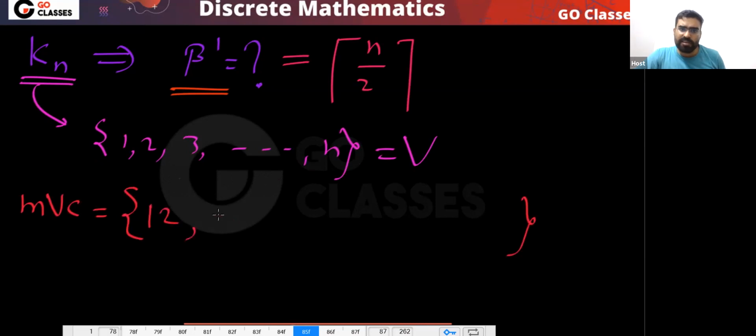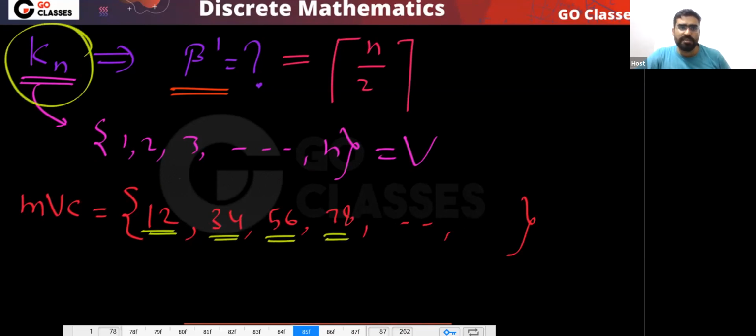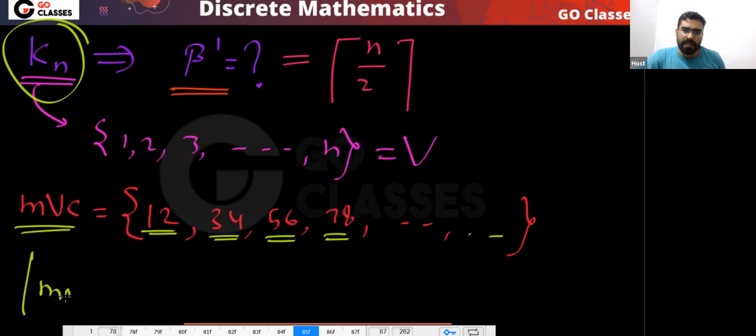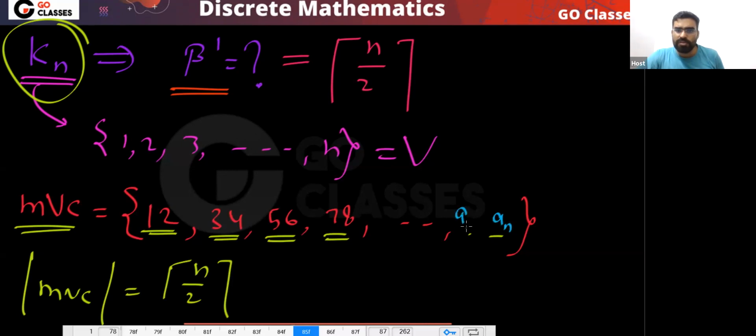This minimum edge cover will work 1, 2, 3, 4, 5, 6, 7, 8, and so on. Between every two vertices you have an edge. This is your complete graph. So you can take this edge, this edge, this edge, and so on. So finally, the size of minimum edge cover will be n by 2 ceil. Yes or no? So like this you can do for Kn.